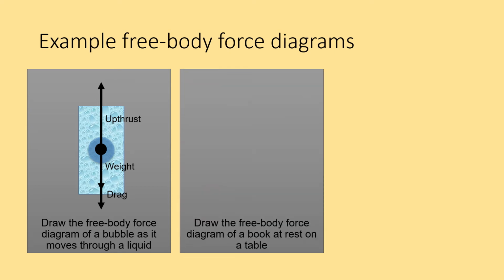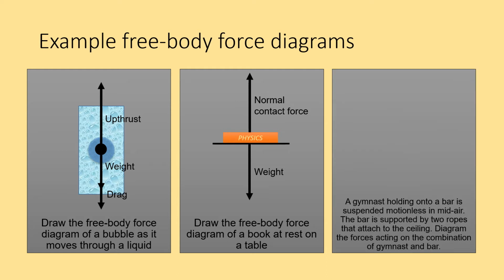We can also think of a book at rest on a table. Here we have a mighty physics textbook sat on a table. You have a contact force with the book on the table. The table is pushing up on the book, and we have the weight of the book pushing back down. These will always be balanced, otherwise the laws of physics will be broken, as you put something on a table and it collapses through the table.